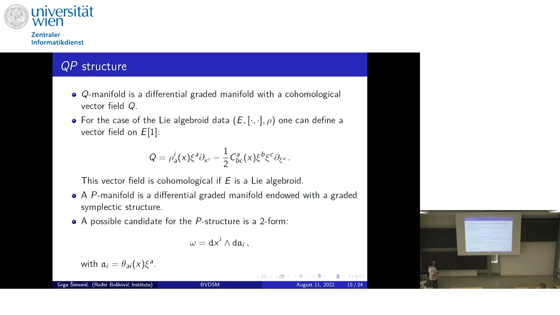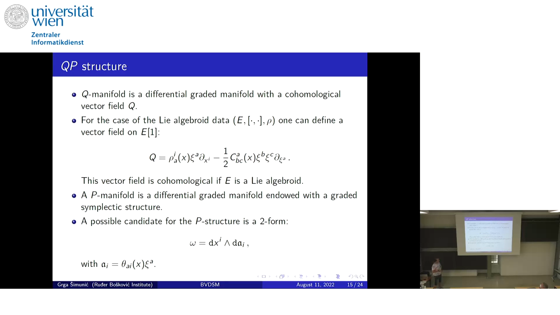Okay, now, as I already mentioned in the beginning, when it comes to BV, the important thing is the QP structure that we are interested in. So in general, in these kind of situations, the Q structure, which is a cohomological vector field on a differential graded manifold, can easily be found. And it's given in this way for some Lie algebroid E, where we have the 0-degree coordinates x and 1-degree coordinates psi. And this squares to 0 as long as E is a Lie algebroid.